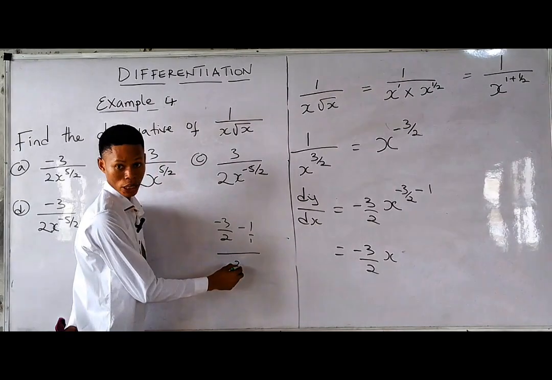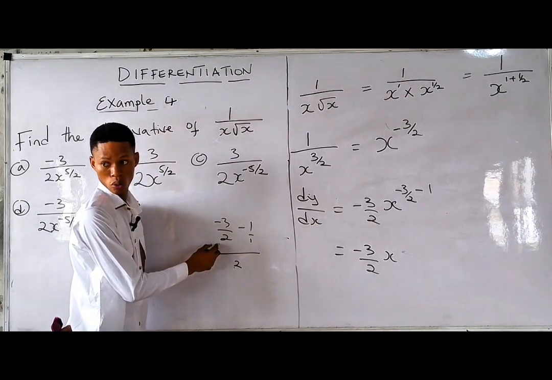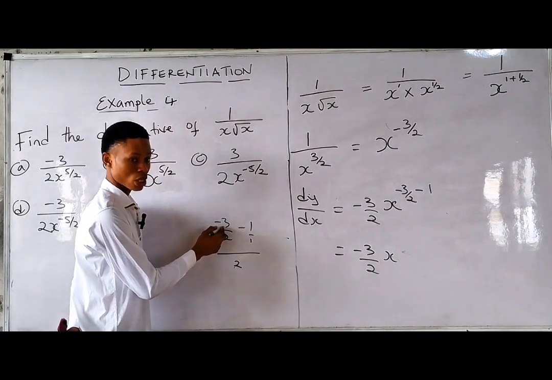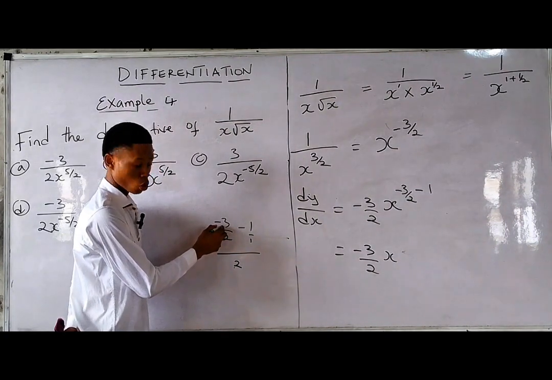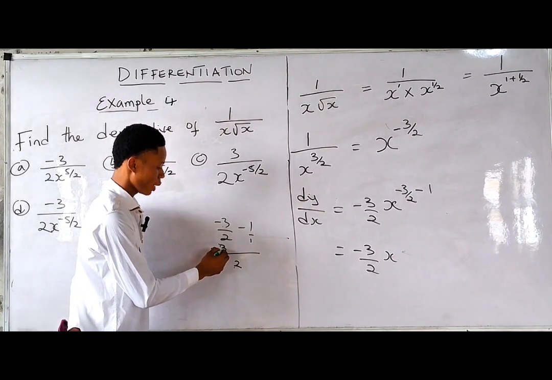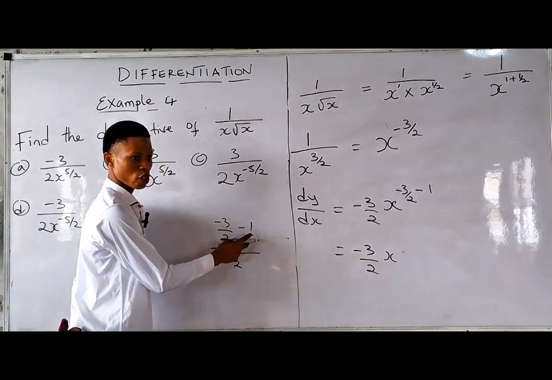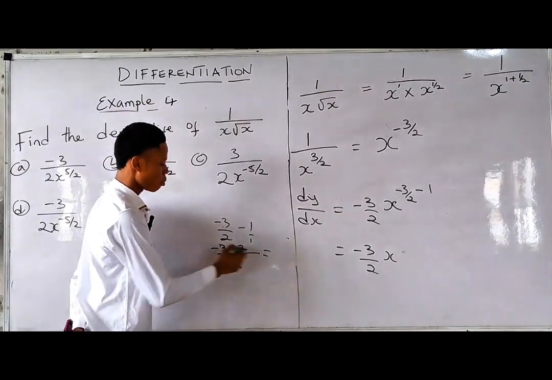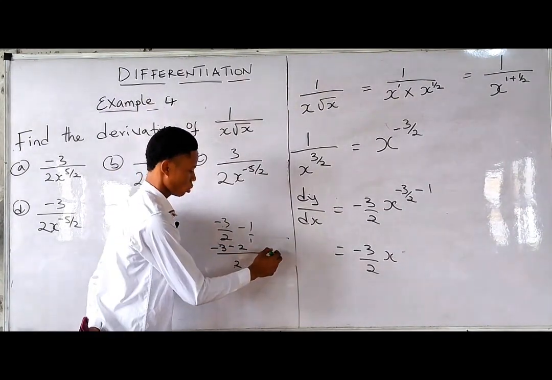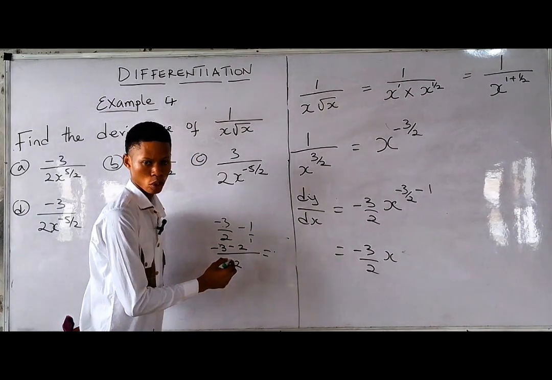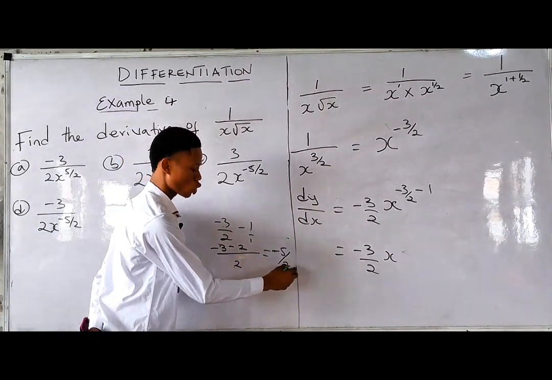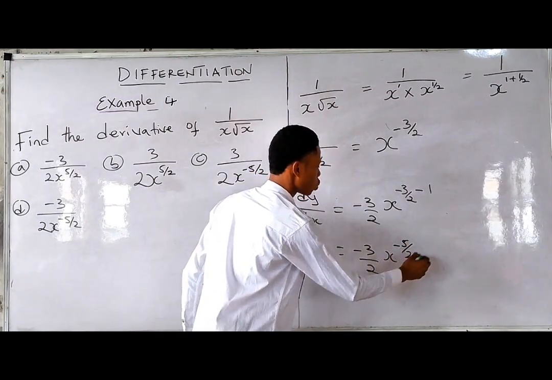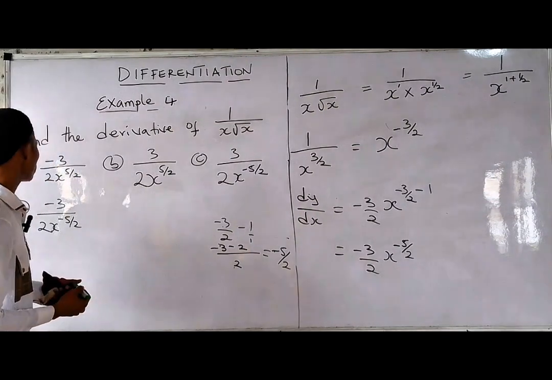The LCM is 2, right? 2 divided by 2 is what? 1, right? 1 times 3 is minus 3 here. Now minus 2 divided by 1, 2 times 1. So I'll be having minus 3 minus 2, which will give me minus 5 over 2, right? So everything here will give me minus 5 over 2, is it not? Do we have something like that in the option?